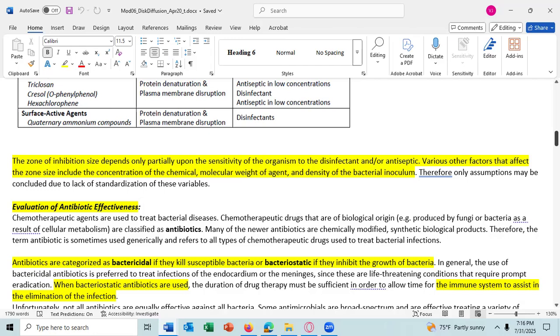And then the density of the bacteria inoculum can also affect the size of the zone of inhibition. The greater the density of the bacteria, the smaller the zone of inhibition. And there are a few other agents that affect the zone of inhibition. We'll talk about some of those.